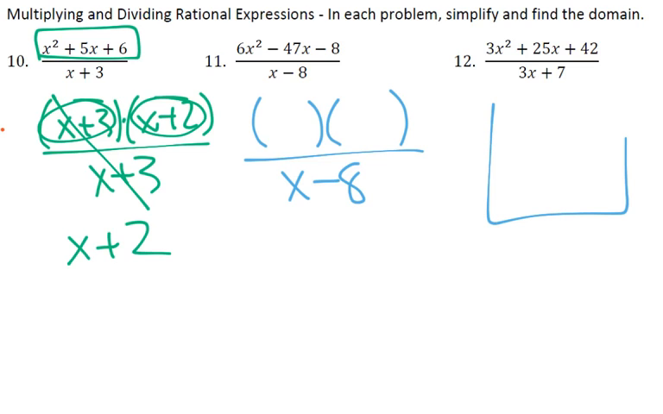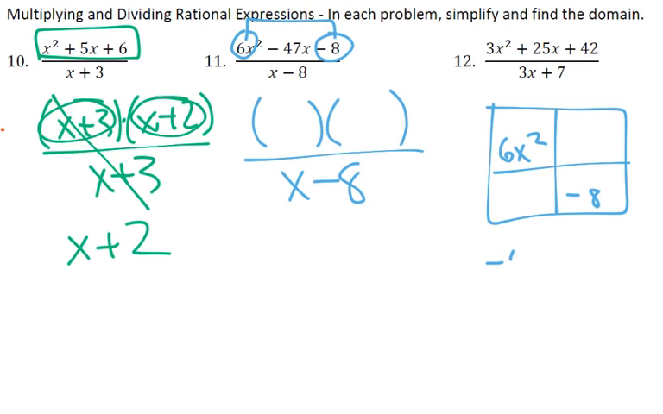So we're factoring a quadratic. We're going to have to use a box method on this one. So negative 8, 6x squared. Factors of negative 8 and 6, because we multiply them together, so negative 48. Factors of negative 48 that equal negative 47. Well, that one should be pretty easy. Positive 1 and negative 48.